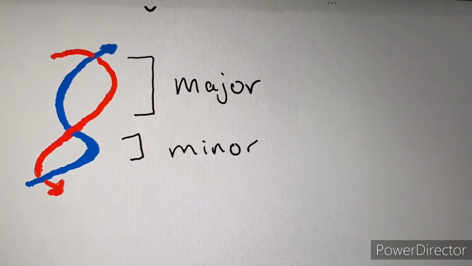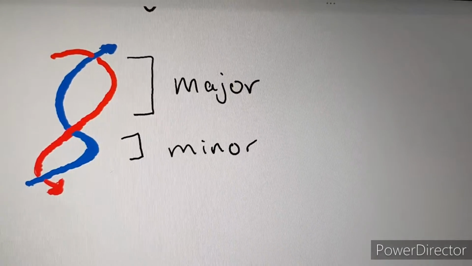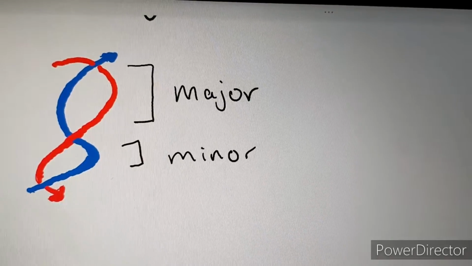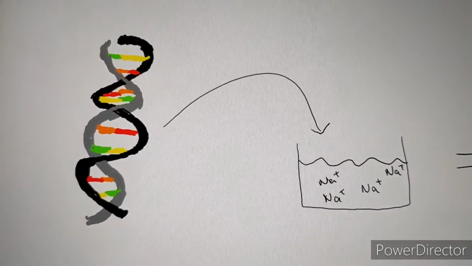There are also major and minor grooves that show up in DNA strands. More base pairs are able to interact in the major grooves due to more space. Lastly, let's look at melting point.